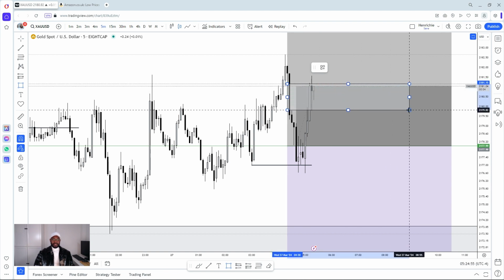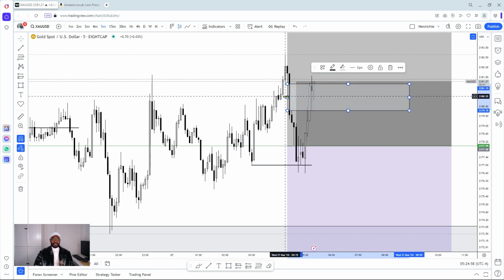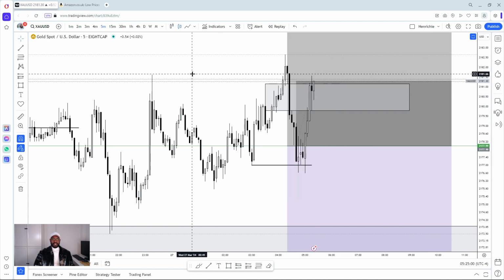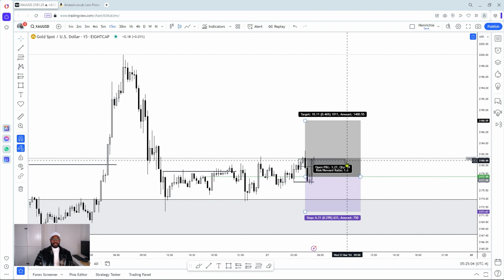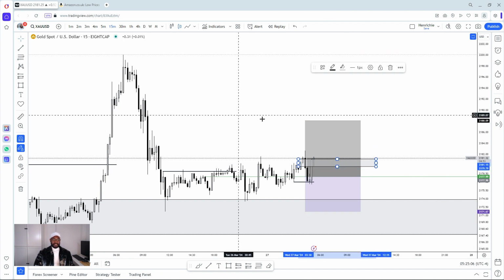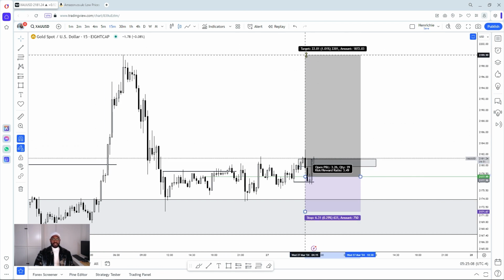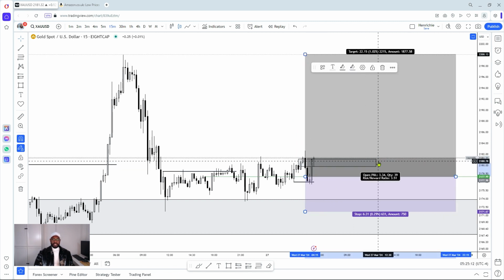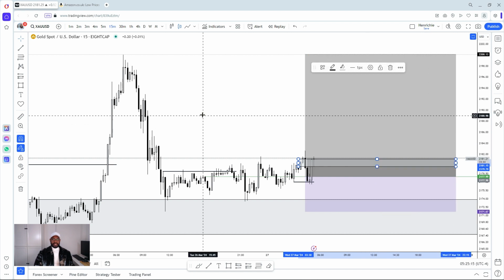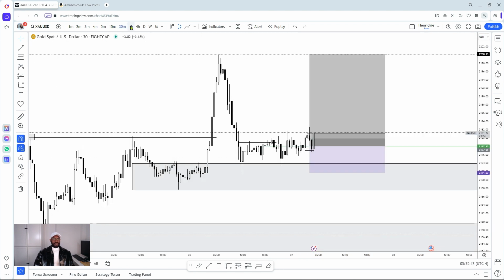As long as this inefficiency doesn't act as resistance to send us to the downside, I don't really see any reason why we wouldn't see an expansion to the upside for price to blast through this high, because just this high alone is a 1:3.4.